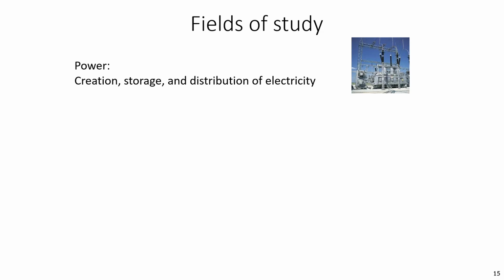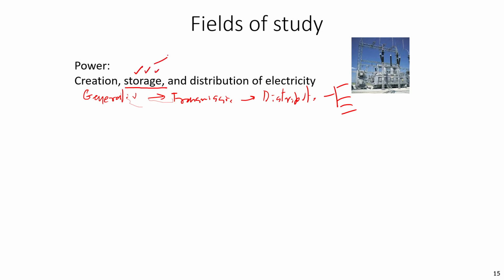Storage, distribute, creation is generation. Generation, and then transmission, and then distribution, and utilize this as an energy, power and energy of electricity. And nowadays we can store electricity, right? We call it energy storage system.